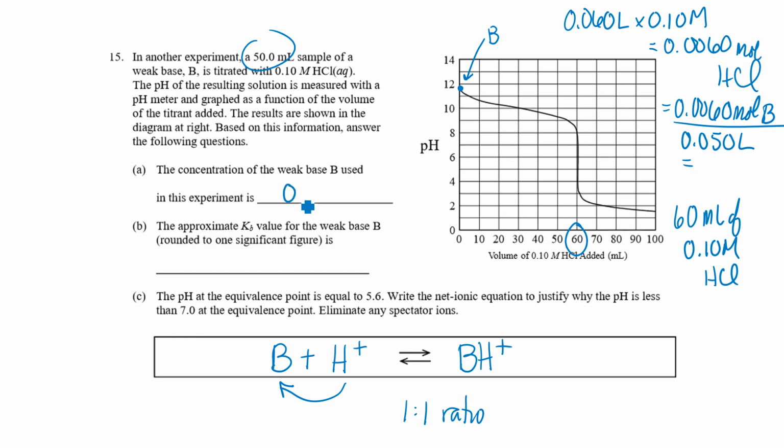which when you do that ends up being 0.12 molar. The Kb value, okay, well, we haven't talked about Kb yet, but we have talked about Ka. So we know at the half equivalence point, the pH equals the pKa. And that's true whether you start with the acid or the base. So what we know here is that the pKa of the conjugate acid is 10. So that's the pKa of this thing, BH+. That's the conjugate acid of that base we started with.